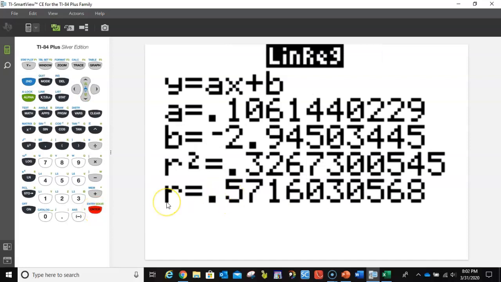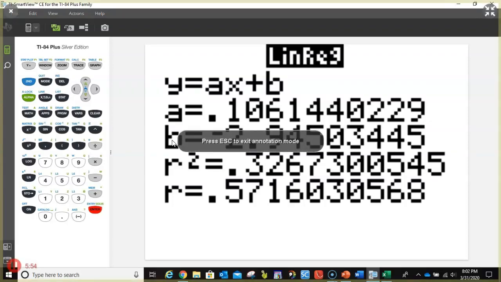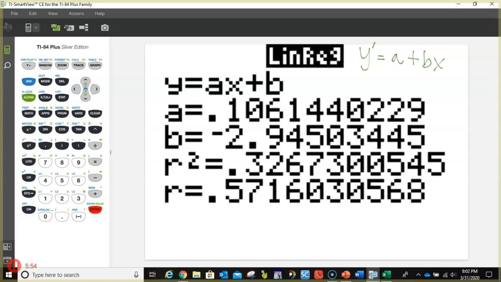Now, it gives me the R value again like we found earlier, and earlier I kind of ignored the value of A and B. Now, there is a difference here because these values of A and B are not the values of A and B that I'm going to use. I have to switch them around. The equation that I would like to write is y prime equals A plus B times X.